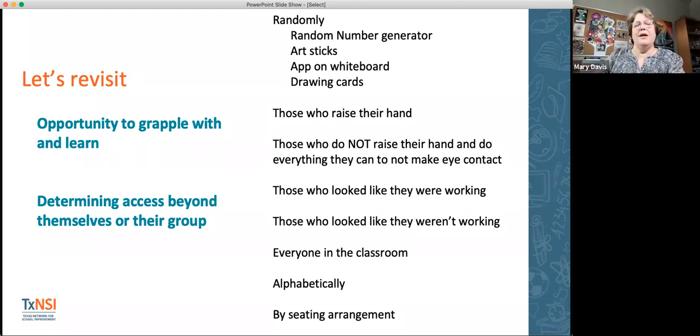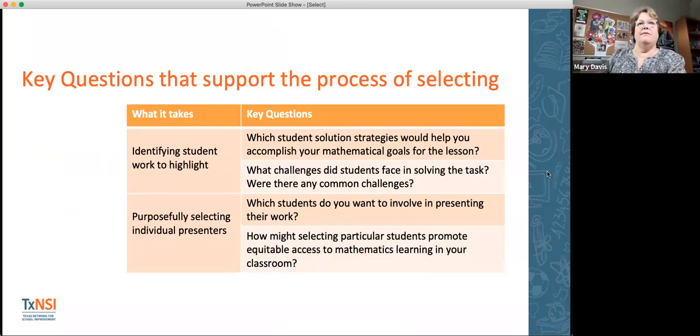So it really hit me hard when I first read this, because I was trying different things and making it so that more kids were being involved, but it wasn't the work that they needed to be involved in, I think, is what my issue was. So let's look at some of these key questions that support this process of selecting.